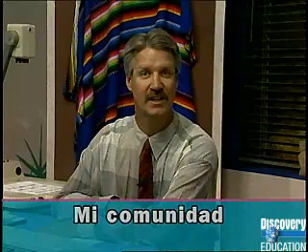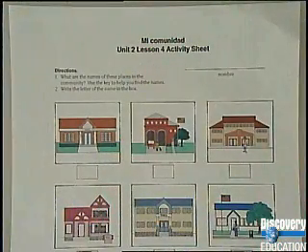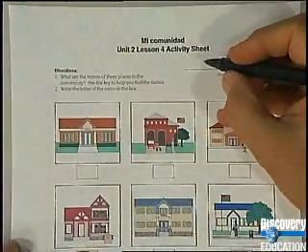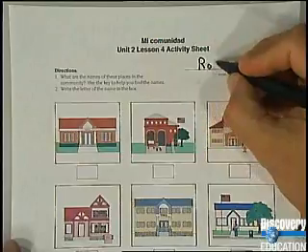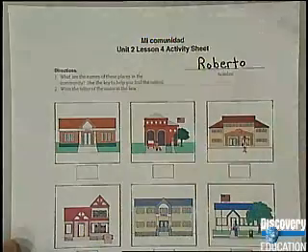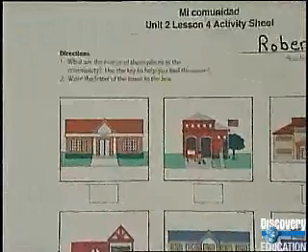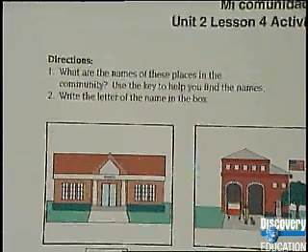Let's go ahead and review what we've been talking about with the activity sheet titled Mi Comunidad. It looks like this. Mi comunidad, go ahead and start by writing your name at the top of the paper. Voy a escribir mi nombre. Roberto. Okay. Now the instructions on this one say, what are the names of these places in the community? Use the key to help you find the names, and then write the letter of the name in the box.